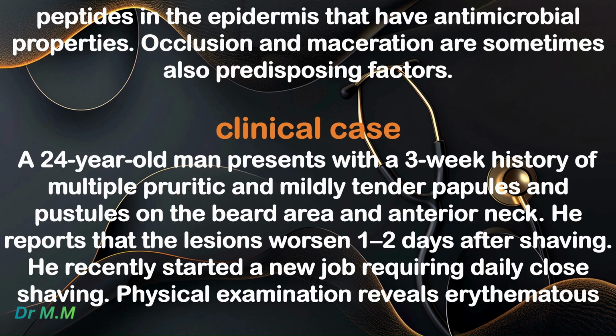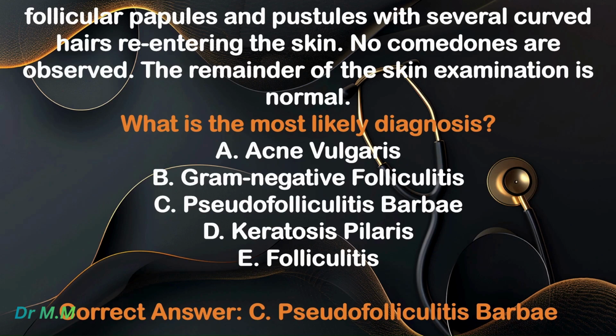Clinical case. A 24-year-old man presents with a 3-week history of multiple pruritic and mildly tender papules and pustules on the beard area and anterior neck. He reports that the lesions worsen 1 to 2 days after shaving. He recently started a new job requiring daily close shaving. Physical examination reveals erythematous follicular papules and pustules with several curved hairs re-entering the skin. No comedones are observed. The remainder of the skin examination is normal.